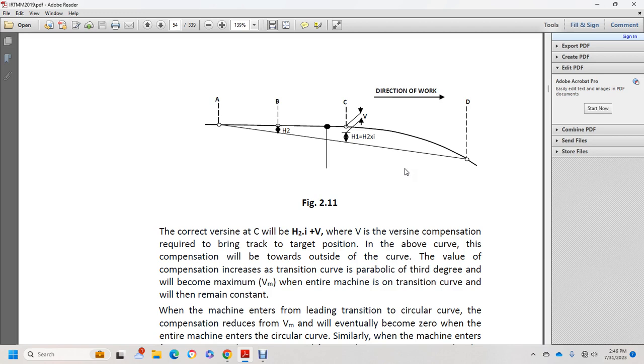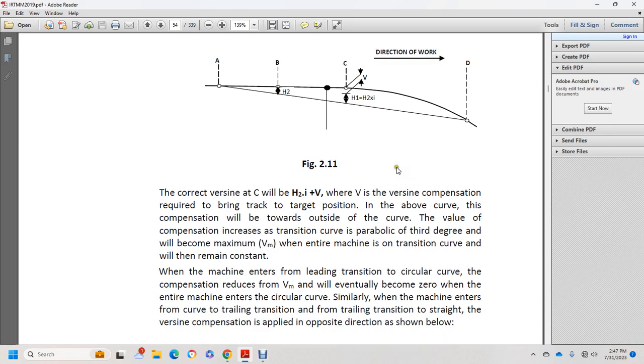The third degree will maximize V maximum versine compensation as the machine enters the transition curve, and the compensation will remain constant. When the machine enters with the leading of the transition circular curve, the compensation reduces with the versine maximum, but eventually becomes 0 when the entire machine enters the circular curve.